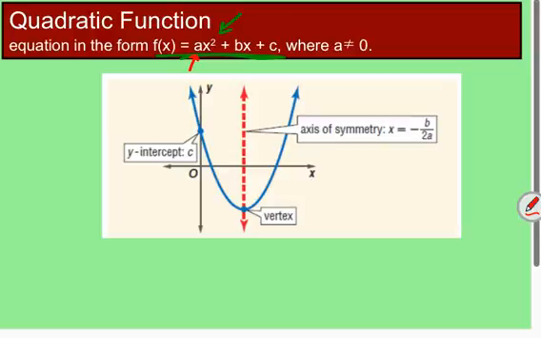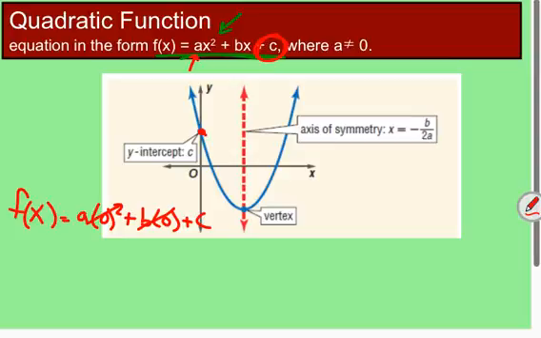A couple things. Your y-intercept is where x is equal to 0. For example, f of x: if you plug in 0 for x, that'd be 0 squared plus b times 0 plus c. These cancel out. 0 squared is 0, and 0 times anything is 0. So if you plug in 0 for x, you're going to get your y-intercept. So your y-intercept is always this c term. That's where it would cross the y-axis.